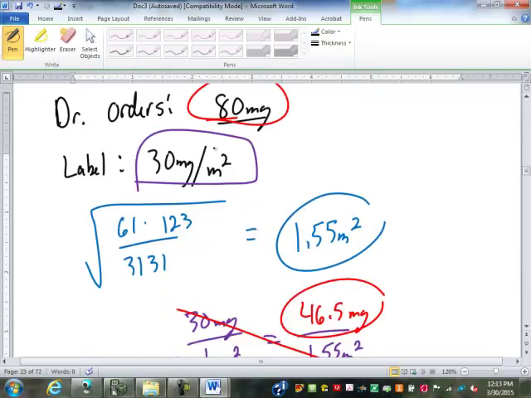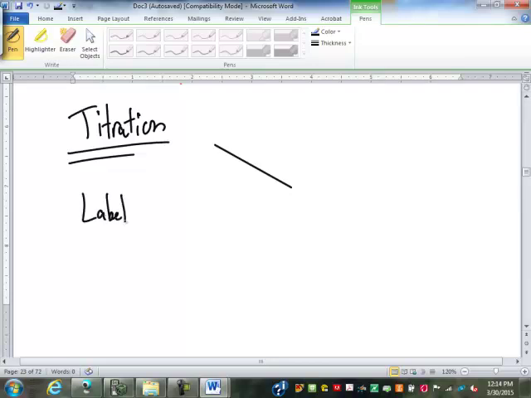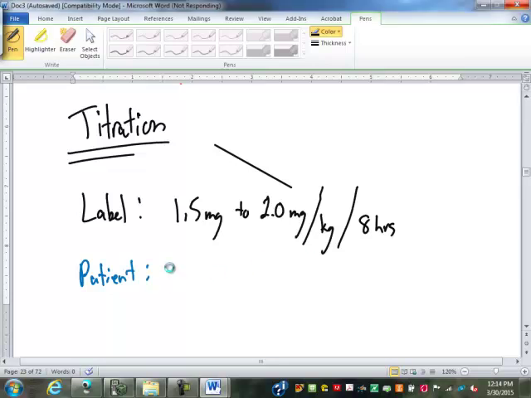Okay, so the last thing we're going to mention is something called a titration. Titration comes into effect when we have a dosage that's given as a range. Let's say that we have a label that states that the safe dose is 1.5 milligrams to 2 milligrams per kilogram per 8 hours. What is the allowable range of dosages then for a patient who comes in with a weight of 176 pounds?